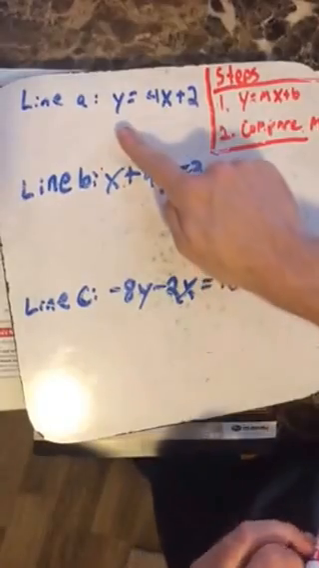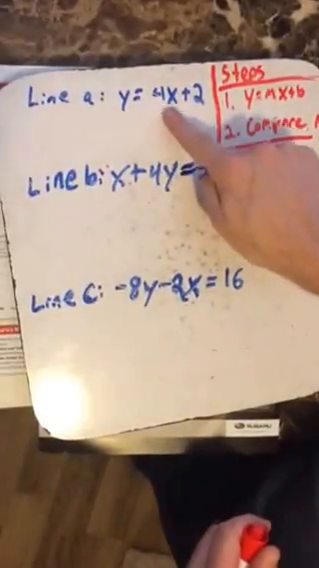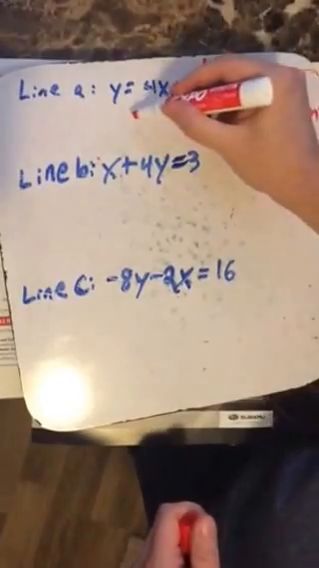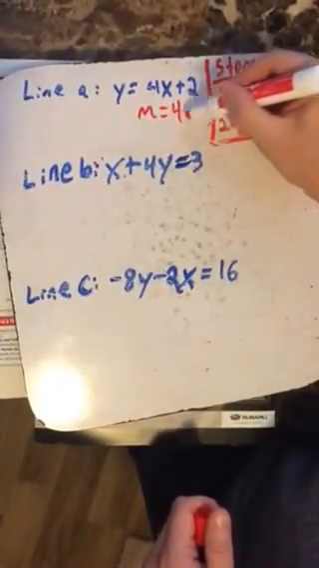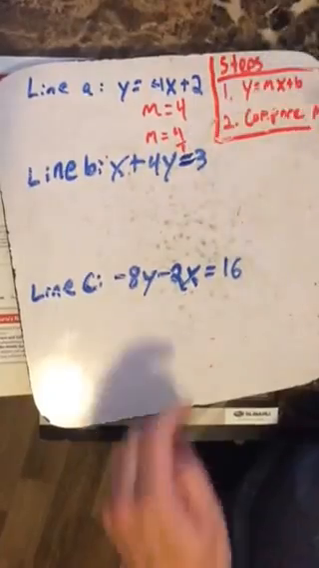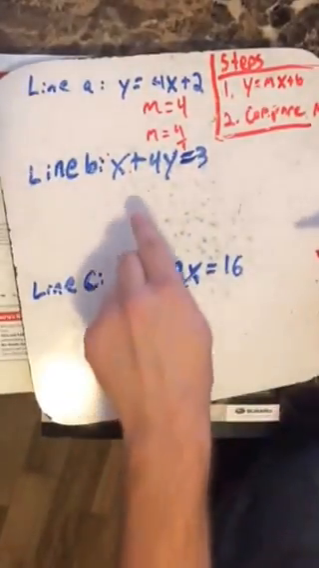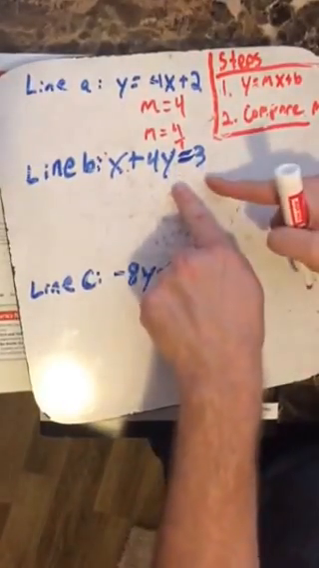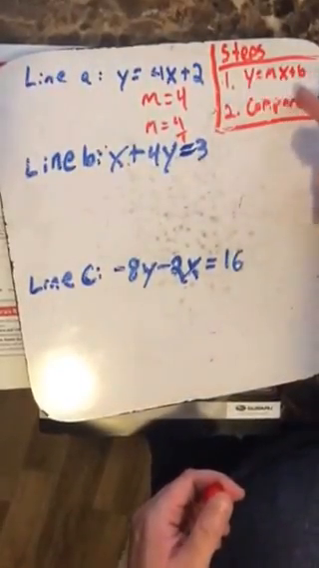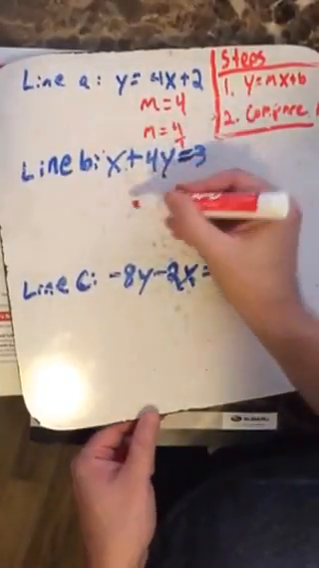So the first one's already done for us. We already have y equals mx plus b. The m is 4. That's kind of easy, which is the same thing as 4 over 1, right? But let's look at this one. In order to find out if this line is parallel with this line, we have to put it into y equals mx plus b format. So let's do that quickly.